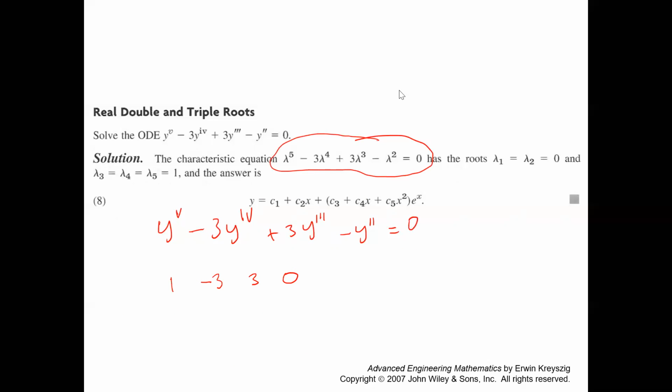Oops. Erasers. Why is that not working? Let's just get it.